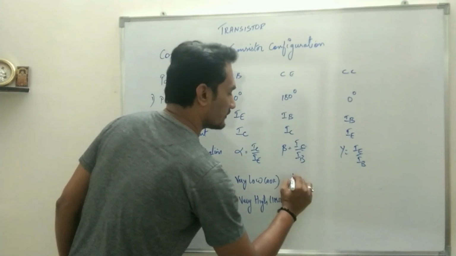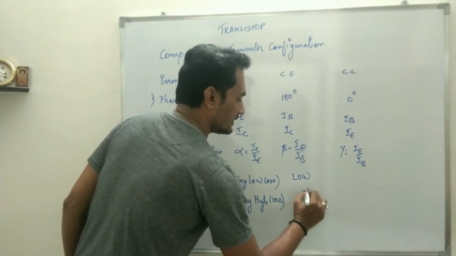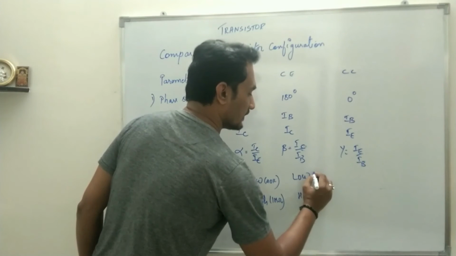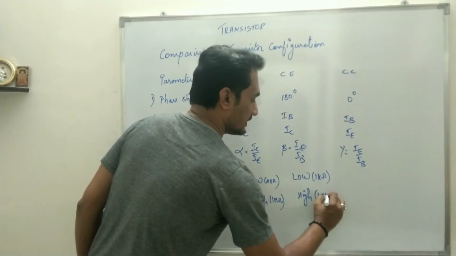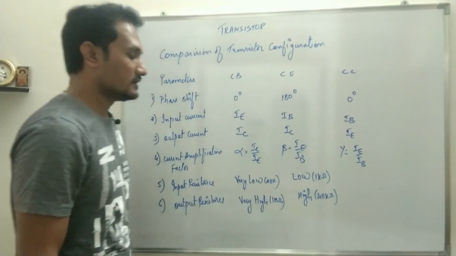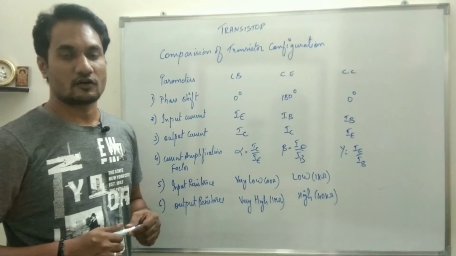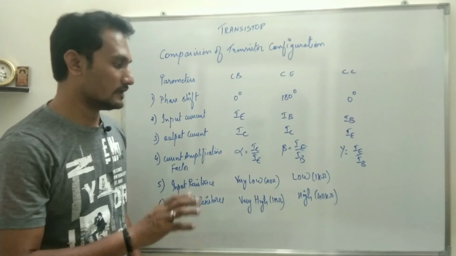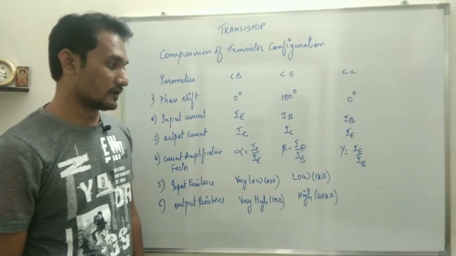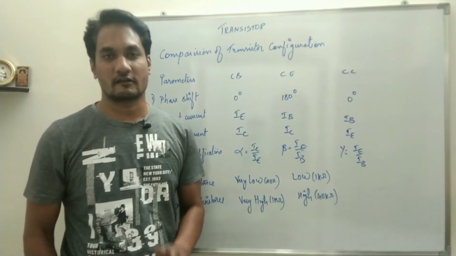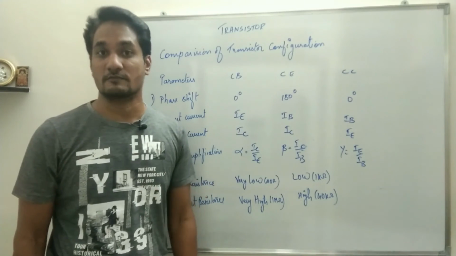Okay, next is for common emitter configuration, the value is, this is low, this is high, moderately low. The value is around 1 kilo ohm, and here it is 40 kilo ohms. So this is the configuration for common emitter configuration. The input resistance is moderately low and the output resistance is moderately high. For any electronic device, the input resistance must be low and the output resistance must be high.